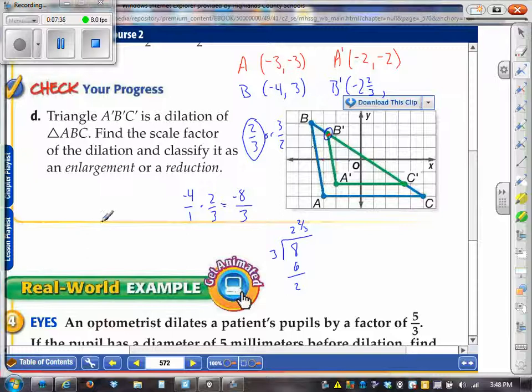And then we'll do the same thing with 3. And what do we know we're going to get? We're going to get 2. And we would do the same thing with the other one there, with C. Actually, let's just do C. So this is at 1, 2, 3, 4, 5, negative 1, 2, 3. So C is at (5, -3). So where's C prime? We're going to multiply 5 by 2/3.